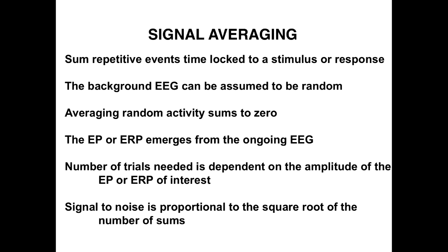Now, a couple of core concepts about this. Signal averaging. What is signal averaging? Signal averaging means you take something that's noisy, that you can barely detect because there's so much noise, and you keep repeating the event. The noise is assumed to be random. So as you keep adding together random activity, the random activity will eventually go to baseline. But the stimulus of interest continues to happen at the same time and sums up, and is clearly seen emerging from the data. That's signal averaging. Okay?